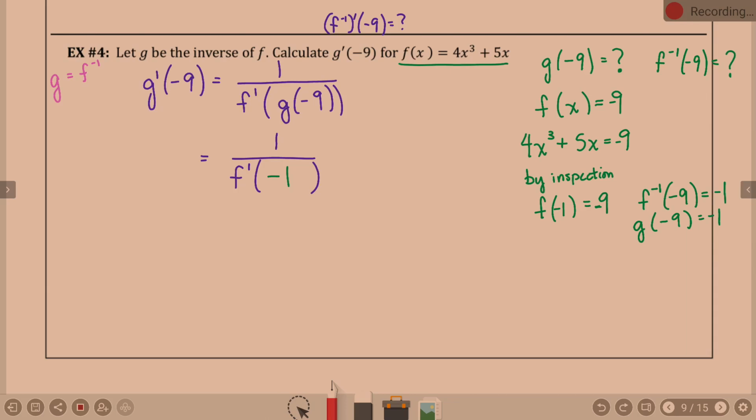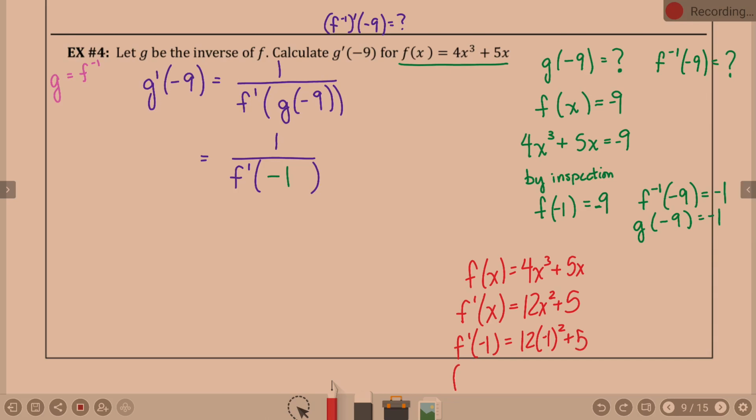Okay, so now the other part of this is if f of x is 4x cubed plus 5x, then f prime of x is 12x squared plus 5. And so f prime of negative 1 is 17. So basically, it could have been positive 1 and the answer wouldn't have changed. True. We would have never caught our mistake. I unfortunately have to agree with that. So, okay, we come up with an answer of not 17, but 1 over 17.